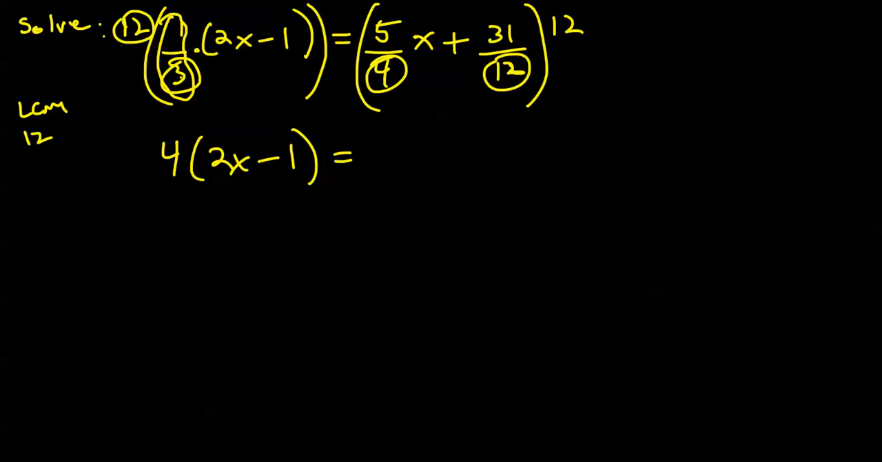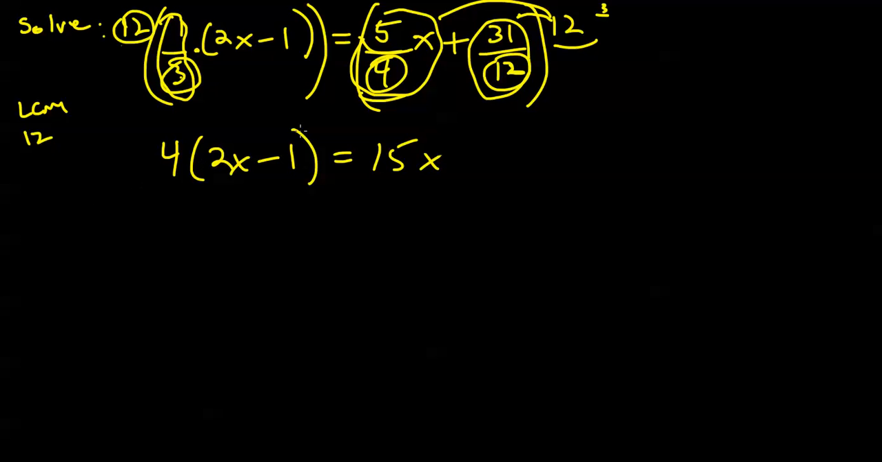Now on the right, we've got to apply our distributive law here. We've got two terms of a sum, right? So I've got to multiply both by 12 independently. Well, let's cross cancel. 4 goes into 12 3 times, and 3 times 5x is 15x. 4 cross cancels into 12 3 times, and 3 times 5x is 15x. Okay?